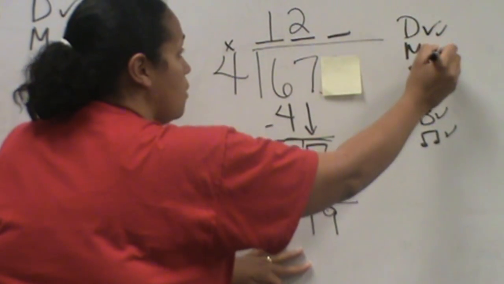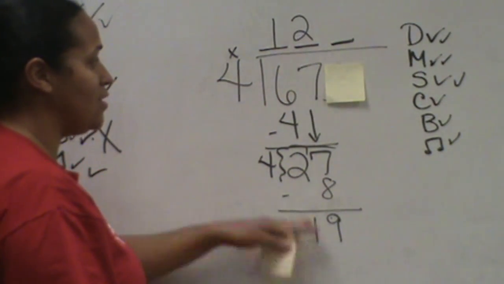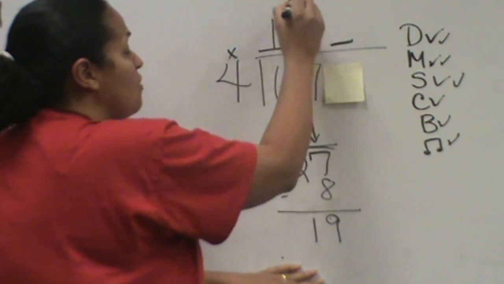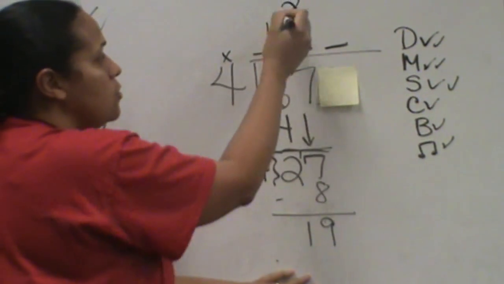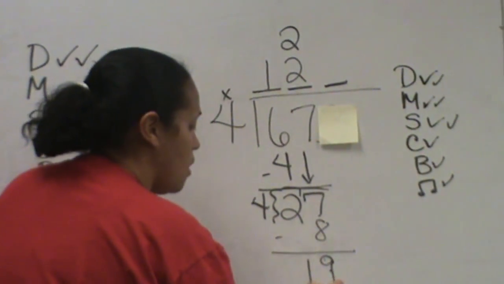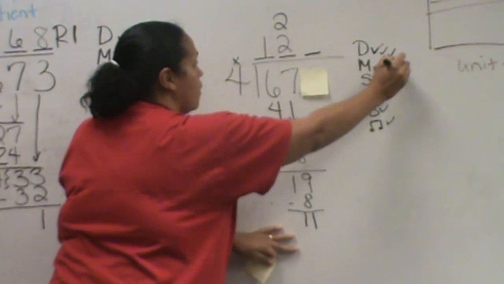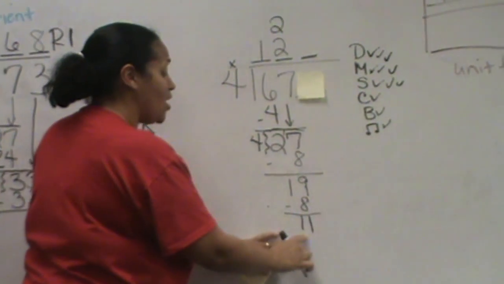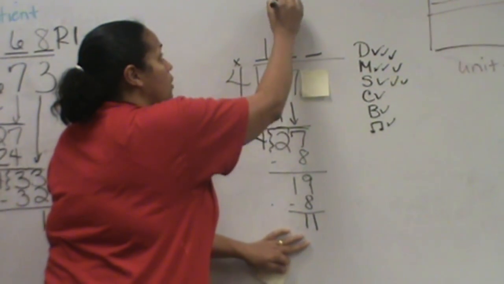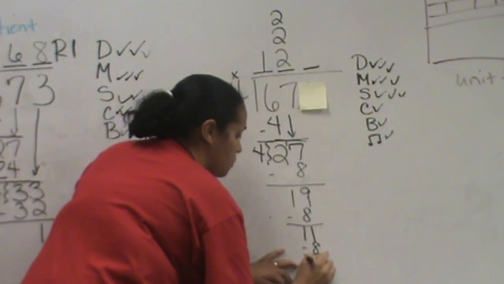So I've divided, I've multiplied, I've subtracted, but notice that my 19 still isn't smaller than my 4. So I'm going to do 2 again because I really don't know my 4s, so I'm going to stick with my 2. So 2 times 4 would be 8. I subtract again. 19 minus 8 is 11, and I bring down that 1. I'll divide and multiply, subtract. I check, it's still not smaller, so I'm going to use my 2 again. 2 times 4 is 8. I subtract.